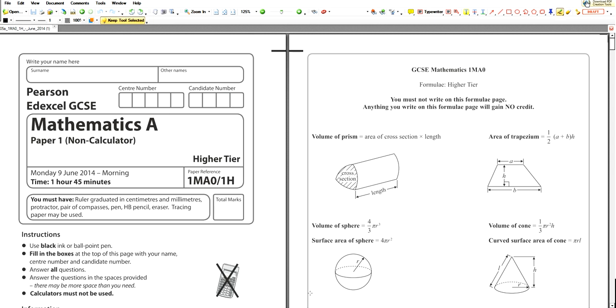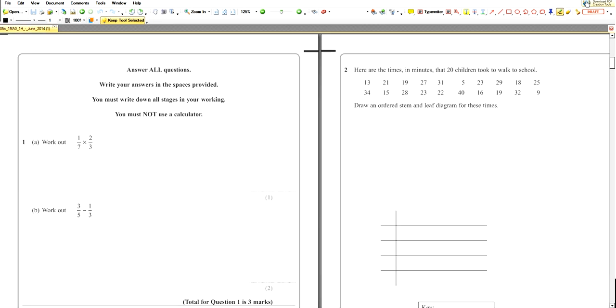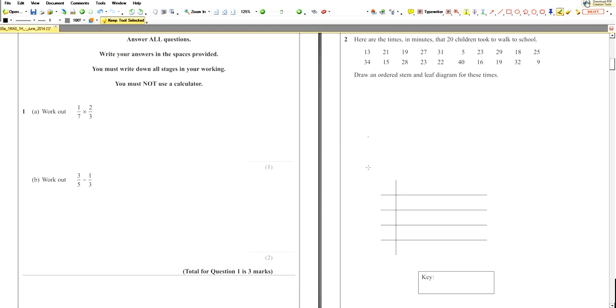Right, this is the starting page and the formula page. Let's make a move. Okay, right. Okay, right. I'm going to use the mouse a bit as well. Right, answer all questions. Right, here we go. Okay, folks. Right, let's see which pen I've got. I've got a black pen. Right, let's change color.